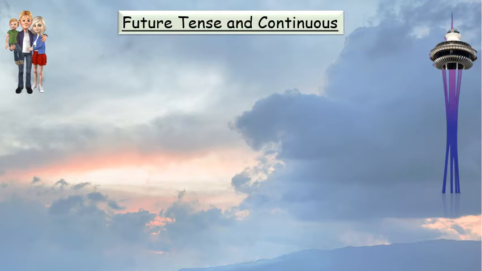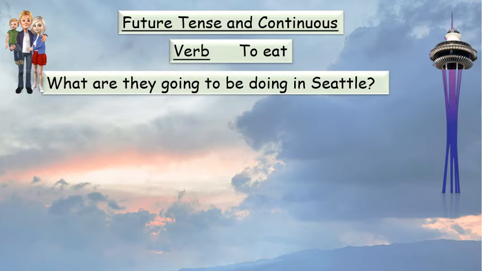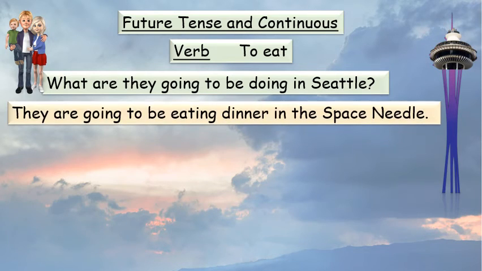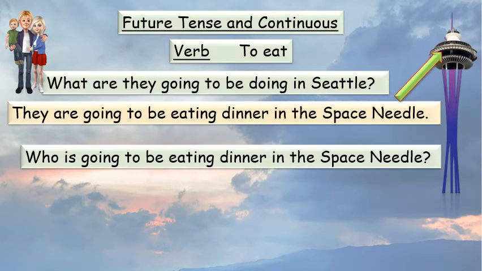Future tense and continuous. What are they going to be doing in Seattle? The verb to eat. They're going to be eating dinner in the Space Needle. Who's going to be eating dinner in the Space Needle? They are.